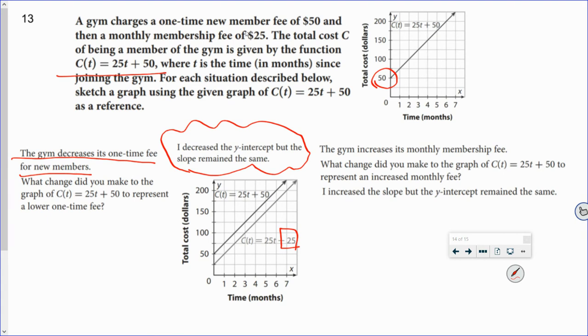Well, if the gym increases its monthly membership fee, let's go back and say the one-time fee is the same, but we're going to increase how much they charge per month. What happens is the y-intercept will remain the same, because we're back to the original one-time fee, but the slope is increased because I'm paying more each month.